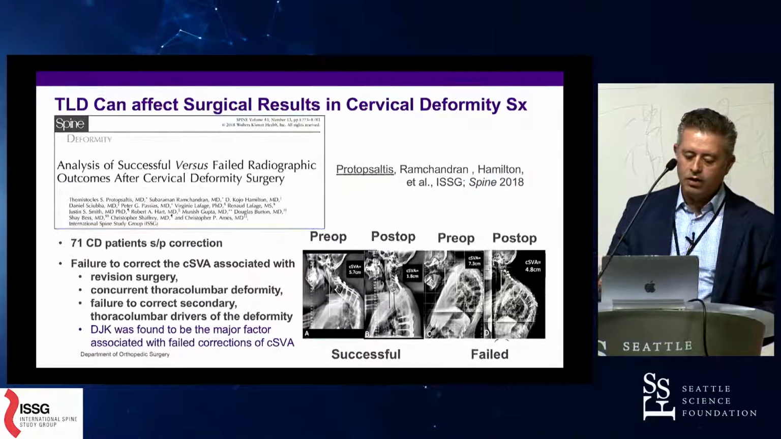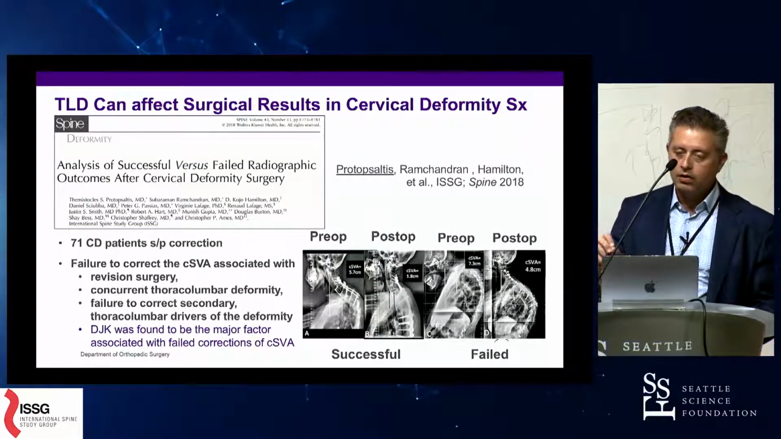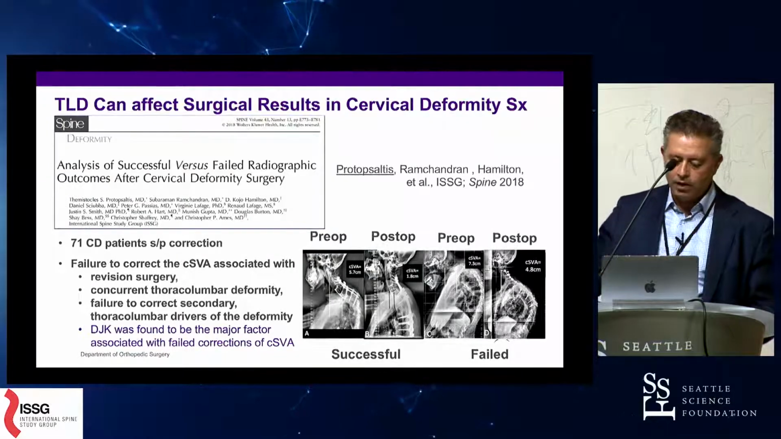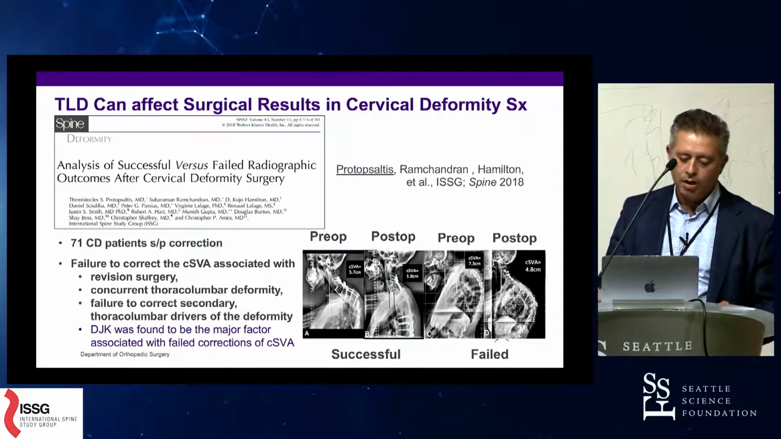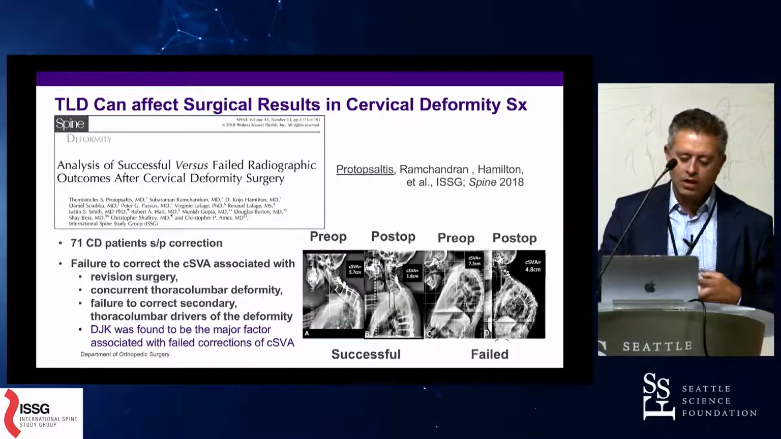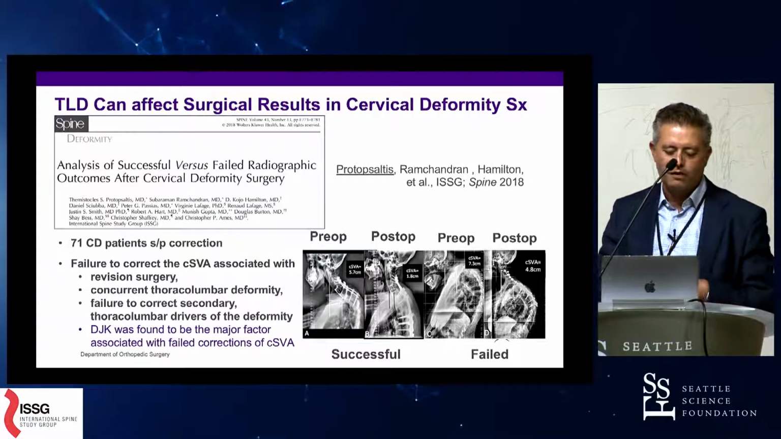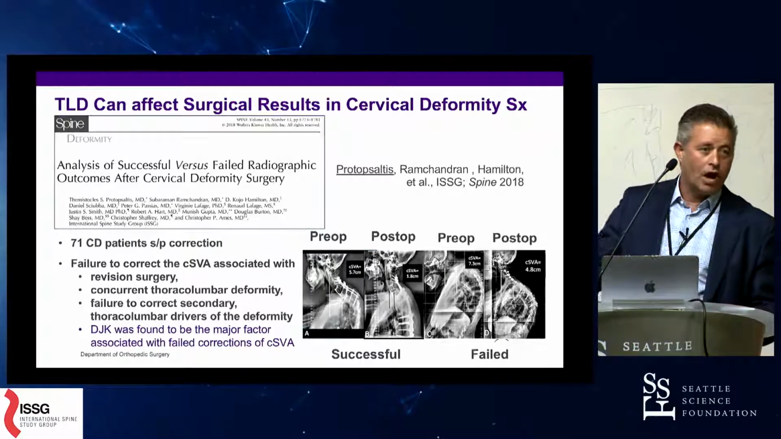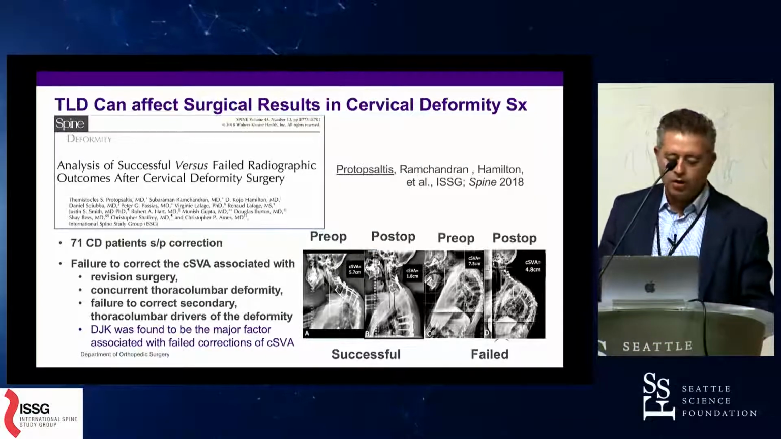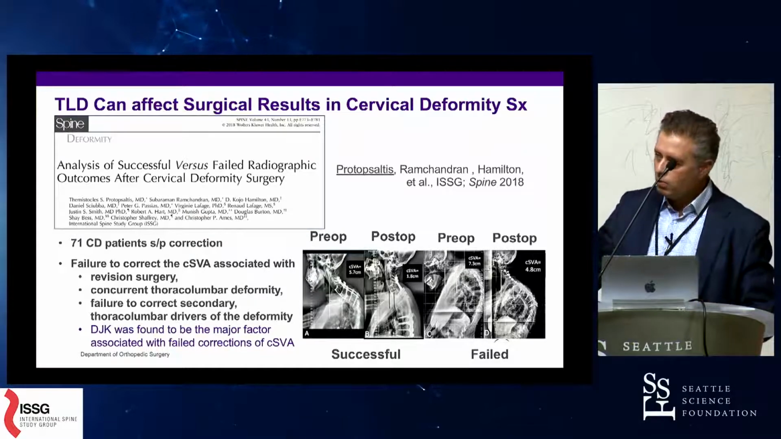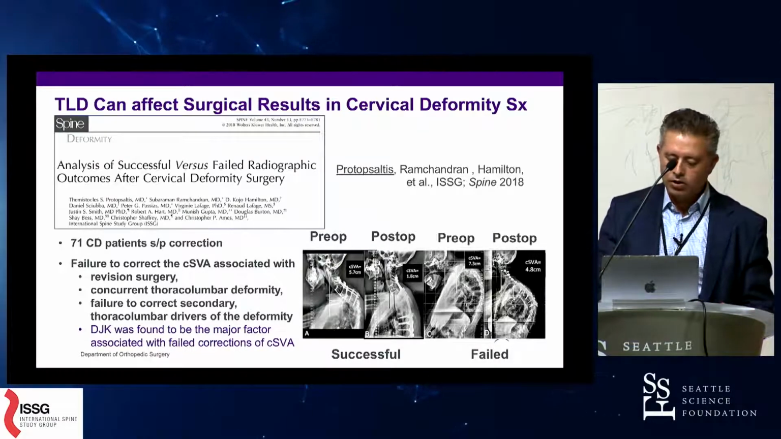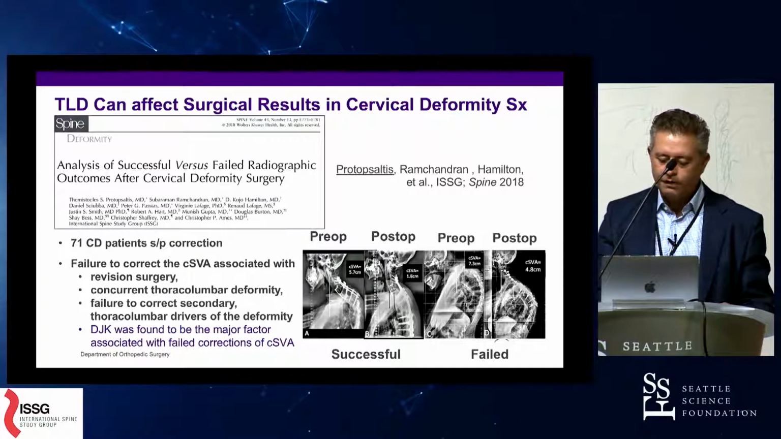And what we found was that the failure to correct the CSVA was associated with various things, but the number one issue that came up, besides the fact that revision surgery, concurrent thoracolumbar deformity were confounders, and different drivers of deformity were playing a role, the number one major factor that came out in the multivariate analysis was whether or not the patients had distal junctional kyphosis or distal junctional failure.